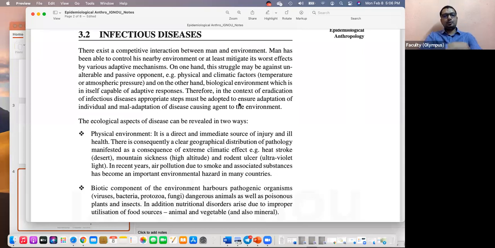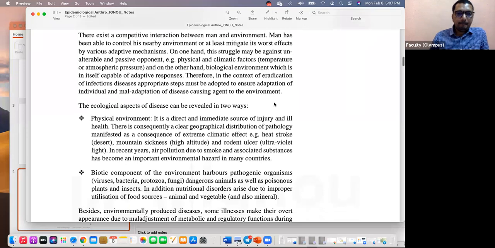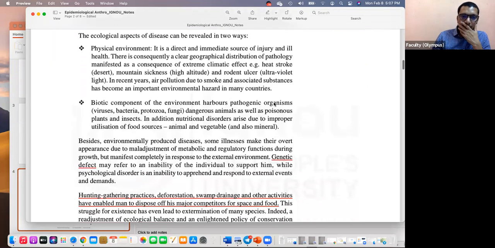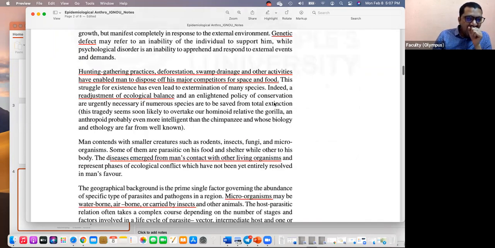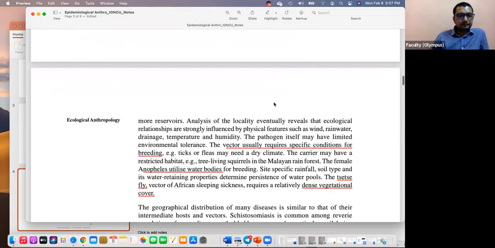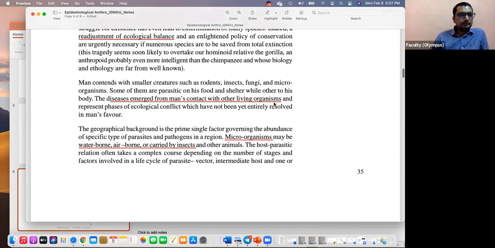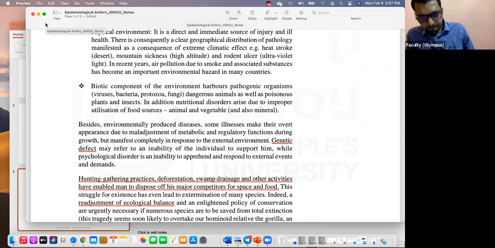Even if you read the class 12th NCERT book, they discuss the same definition, that it is physical, mental, and social well-being. What defines the health of an individual? Physical, mental, and social well-being of an individual. Okay, you agree with it?